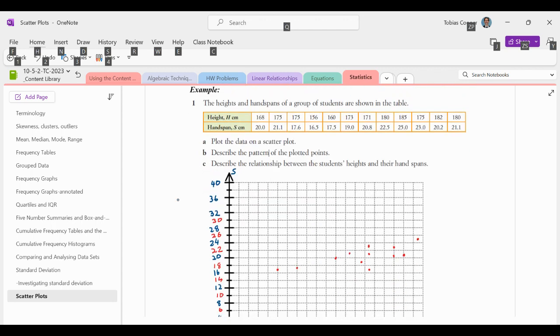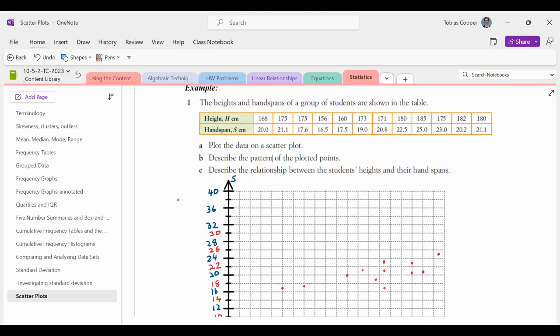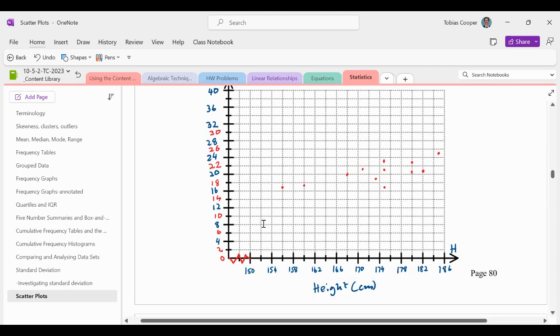Now, this time we're looking at heights and handspan rather than heights and arm span. Now, your job is to plot this data onto the number plane below. So the first point you're going to plot is 168 and 20. So you're going to think of this as the x-axis and this is the y-axis. So the numbers that you should put on your axes, well, you're going to start at 150 here. So start exactly where I've started.